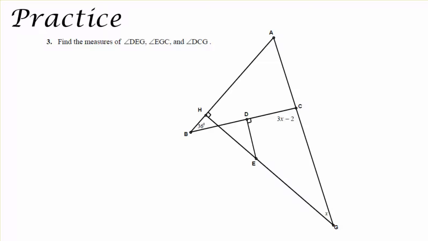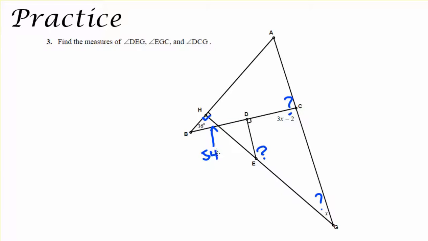Now in this particular problem, I'm looking for 3 angles, DEG. I'm looking for the angle EGC down here at the bottom, which is represented by a regular x. And lastly, I'm looking for the angle DCG, represented by 3x minus 2. Now, I will notice here that because this is a right angle triangle, it must be a right angle on the other side. Subtracting both of those from 180 would lead me to believe that this angle is 54.